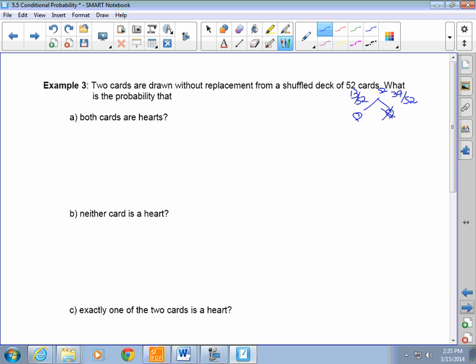Now we're not putting these cards back, so in our second attempt, we have a heart and not a heart. If I've selected a heart the first time and I'm not putting the cards back, then that means I have a 12 out of 51 chance of getting a heart.